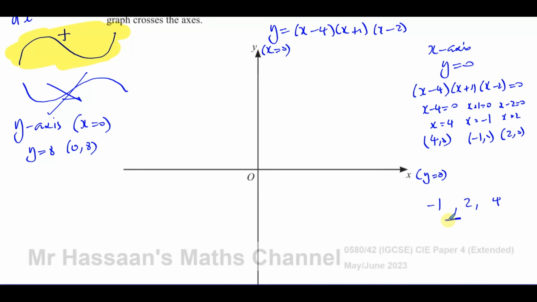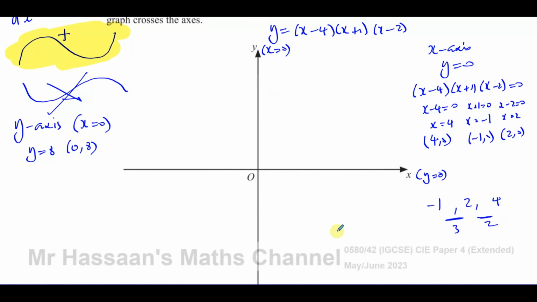And the gap between these, between minus 1 and 2, the gap is 3. The gap between these is 2. So they're not too far apart. Basically, the gap between these 2 is going to be bigger than between those 2. It's going to cross the x-axis once on the negative side and twice on the positive side.